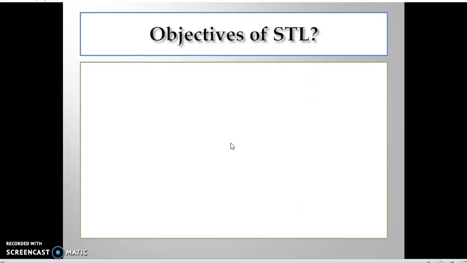Now, we will discuss the objectives of STL in the next lecture. So if you have any questions about the topic STL, about its meaning, about why we have to use STL, about the levels of it, please feel free to type it in the chat box.